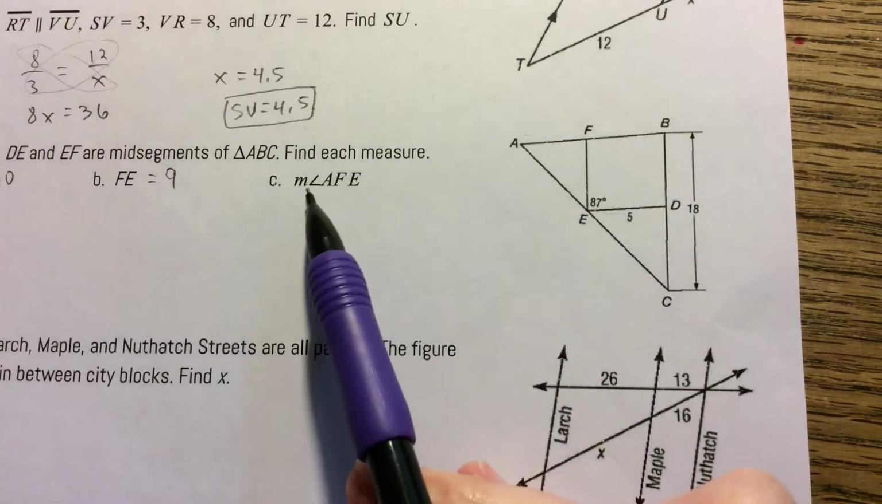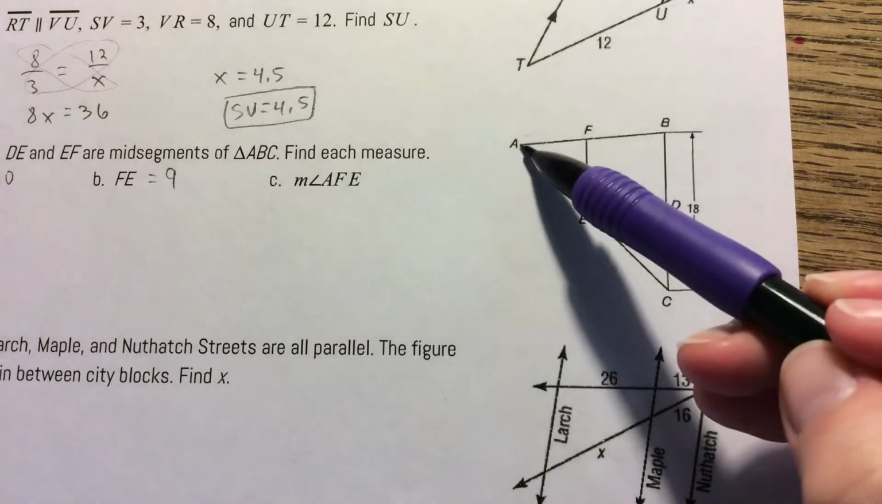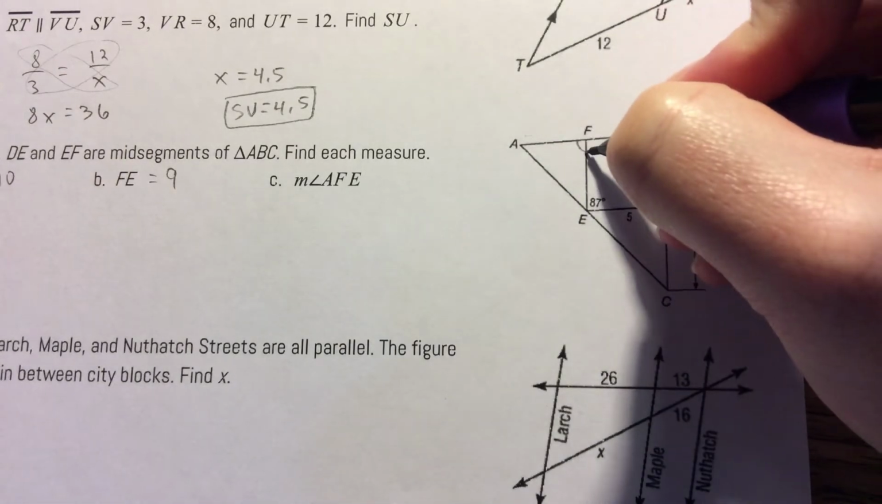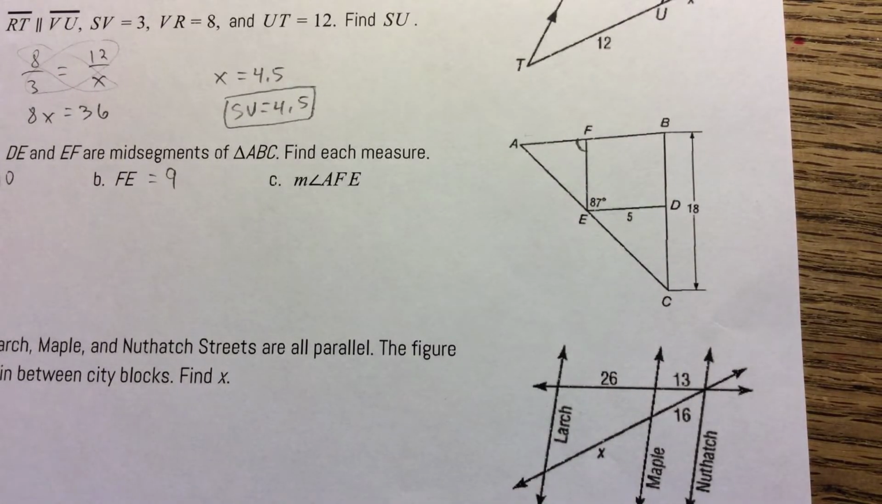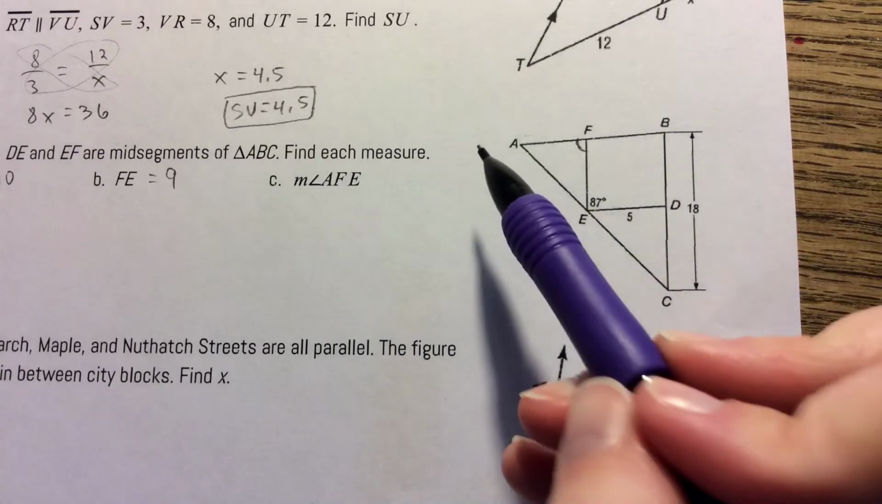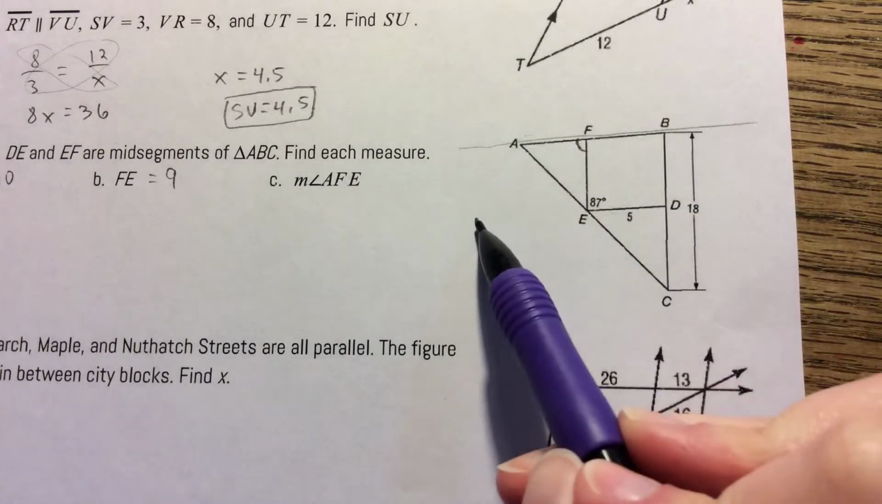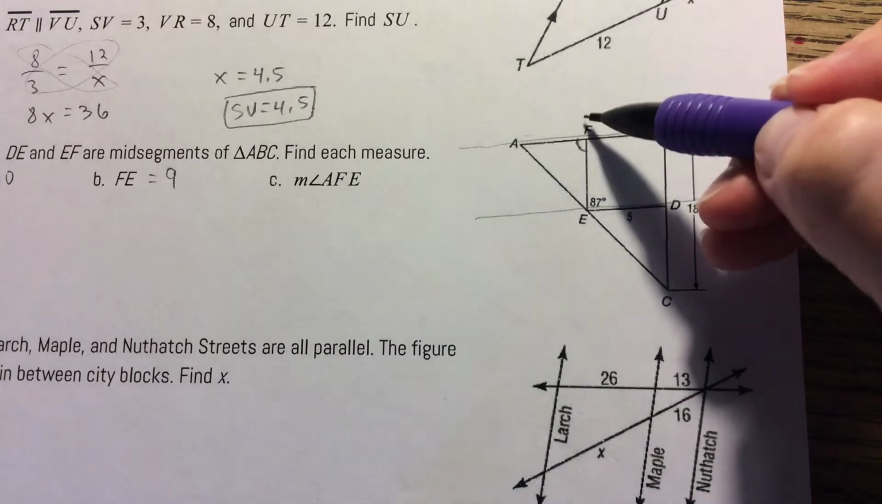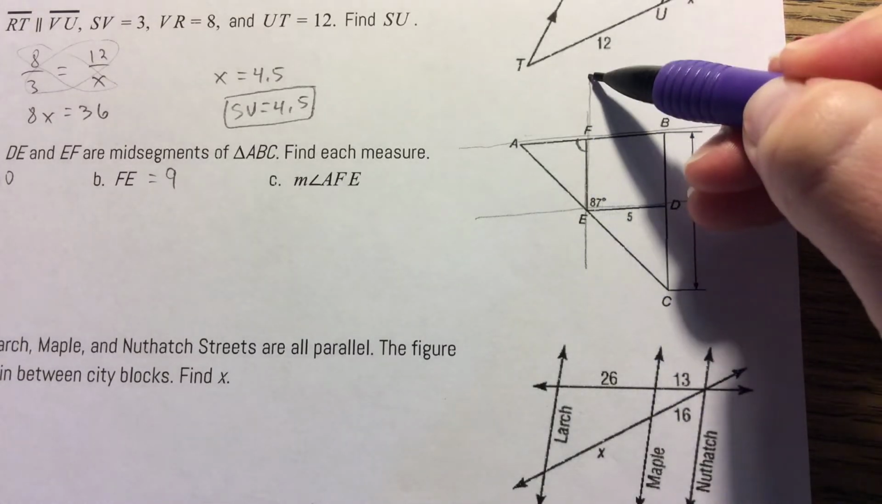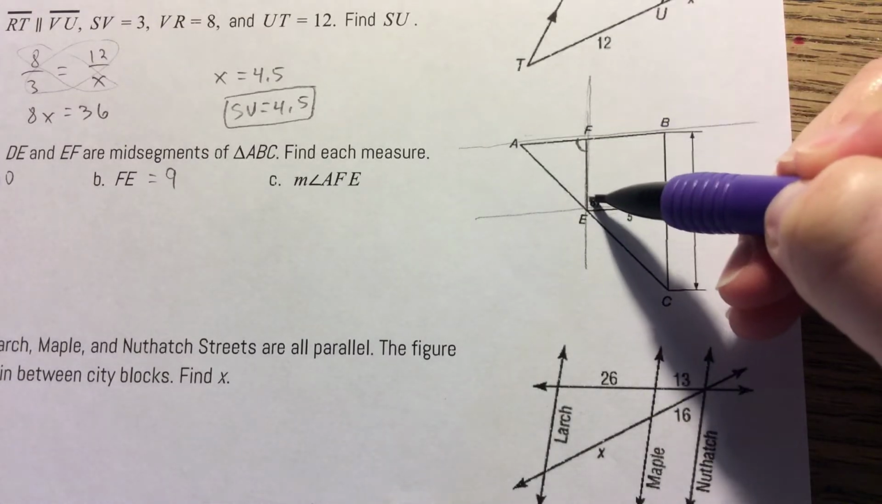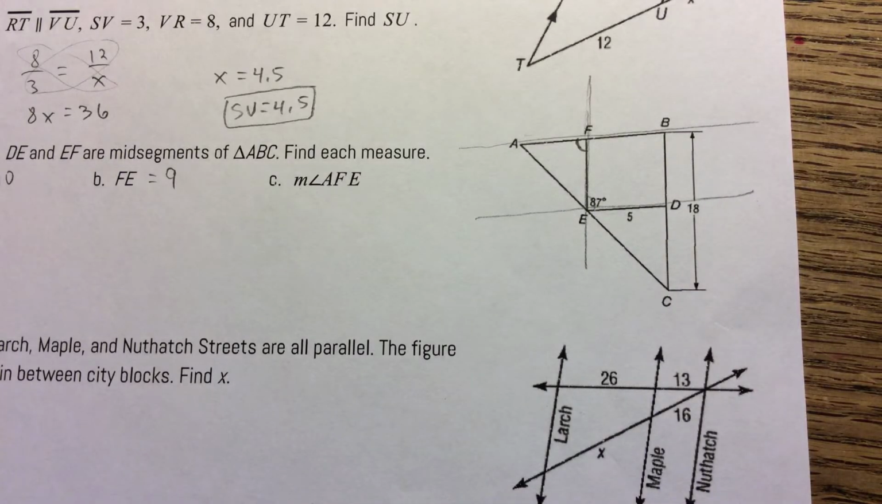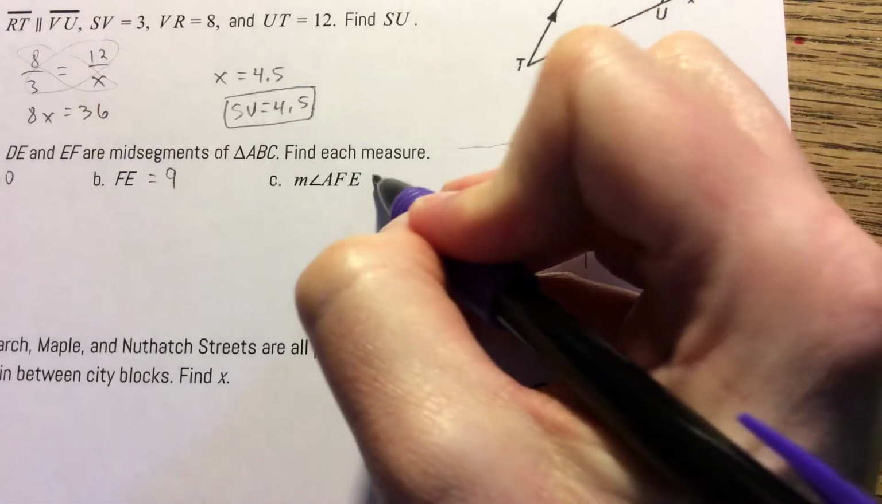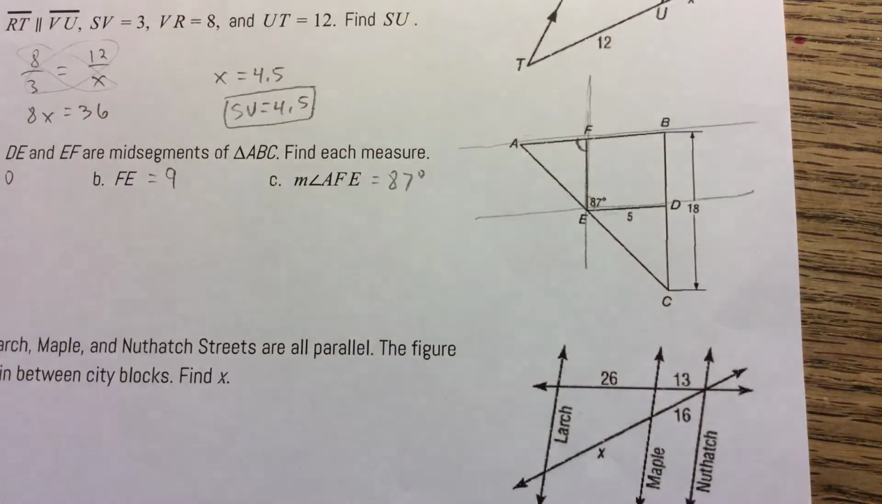And the last one it's asking for is the measure of angle AFE. So AFE would be right here. Okay, so we can think about this as, these are parallel because it's a mid-segment. This could be a transversal. So if I compare this angle to this angle, those are alternate interior angles, which means they're equal to each other. So this would also be 87 degrees.